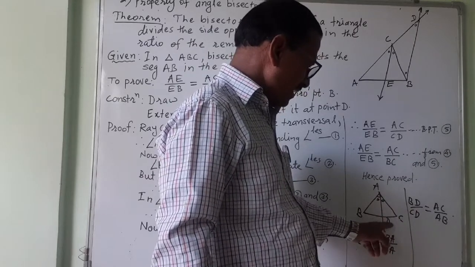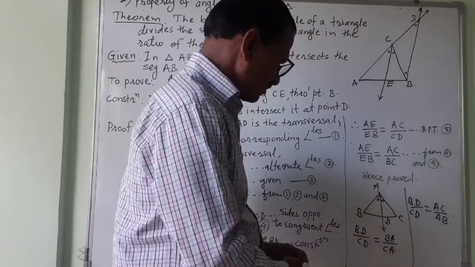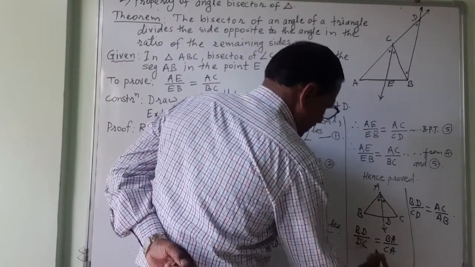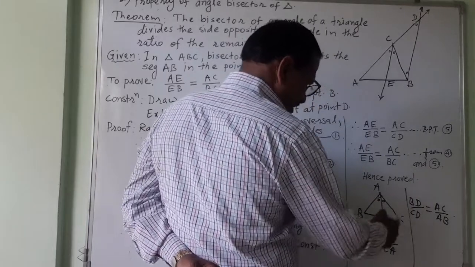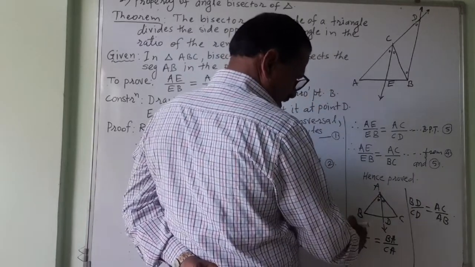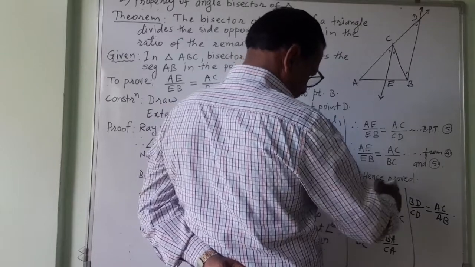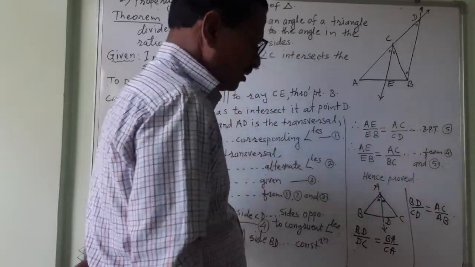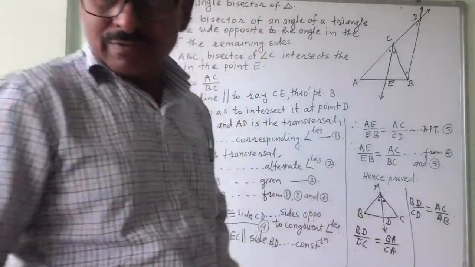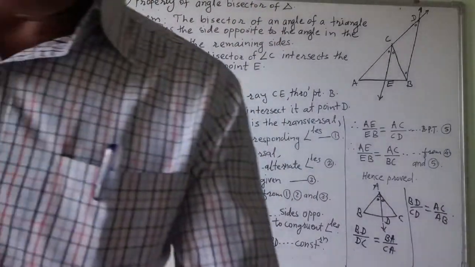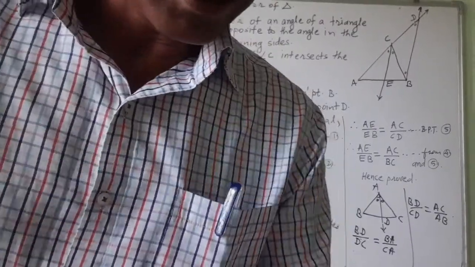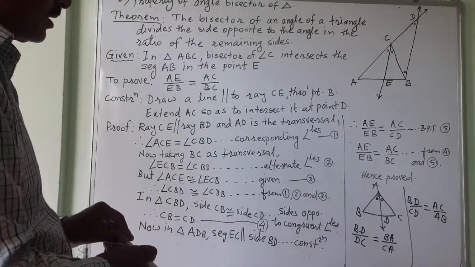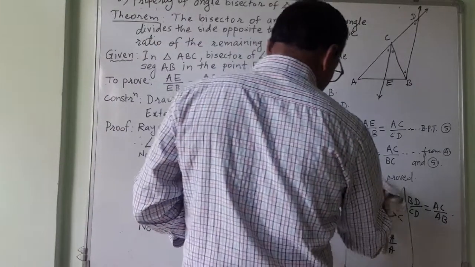CD or DC, so from C I will start. DC, if you take DC, then from C you will start. BD, BA, BC, CA. So this sequence is a very important sequence. Don't misunderstand it, otherwise the answer will go wrong. Some problems are there on this. So I hope you have understood this.